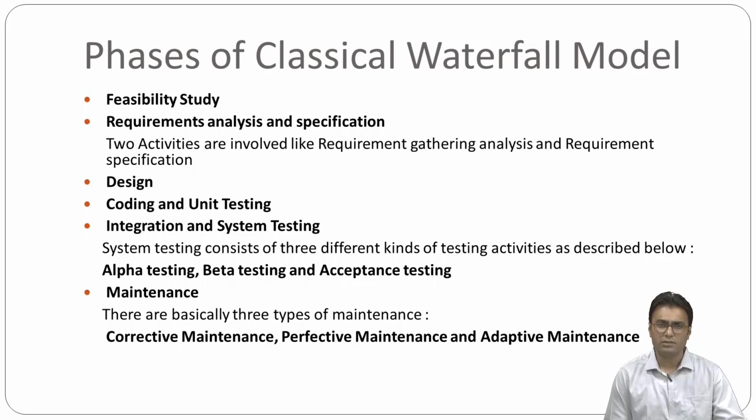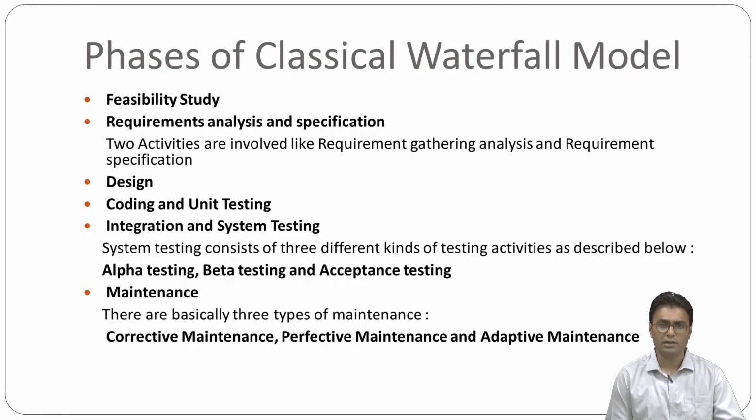Now, the next one is coding and unit testing. In the coding phase, software design is translated into source code using any suitable programming language. Thus, each designed module is coded. The aim of the unit testing phase is to check whether each module is working properly or not.